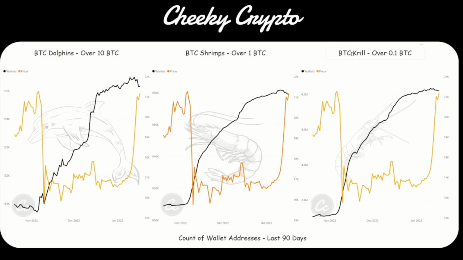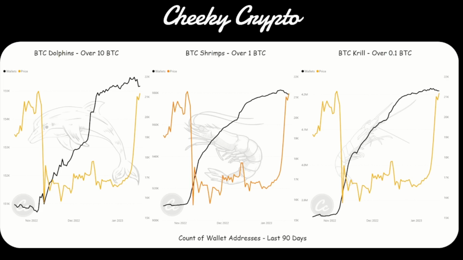So here we have the retail wallets, right? The krill, the shrimp, the dolphin, right? 0.1 BTC, over 1 BTC, and over 10 BTC, right? So we can see that these guys are actually coming down, right? That these guys are starting to sell into this movement to the upside, which is what I've been talking about, expecting to see for quite some time. This is something that I think is a necessity, right?